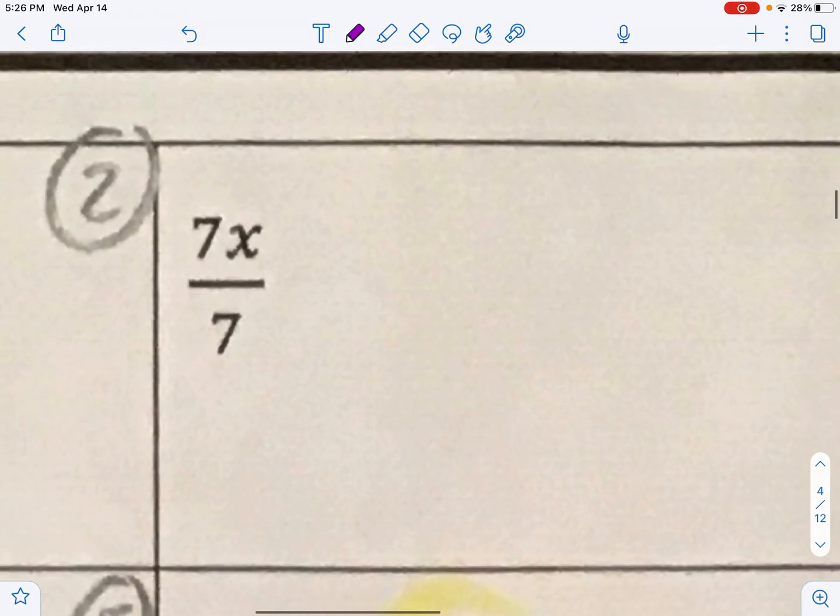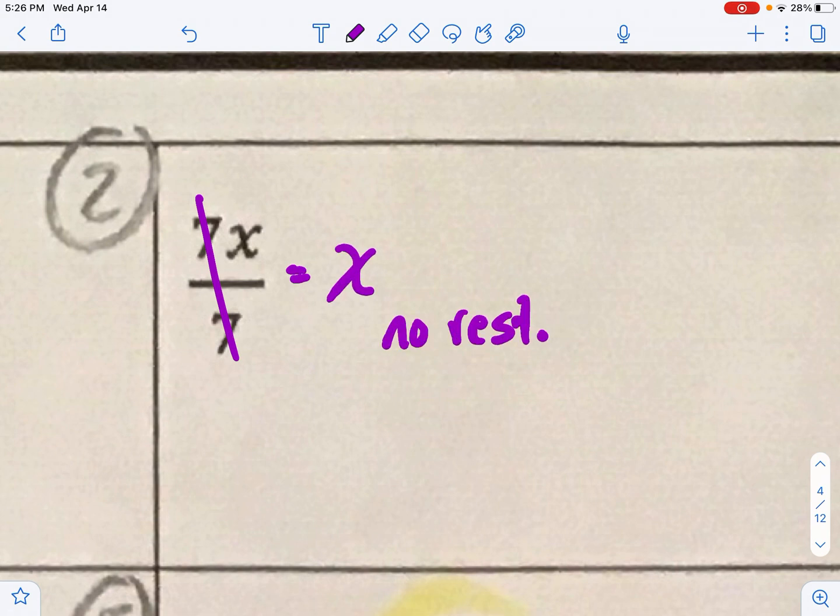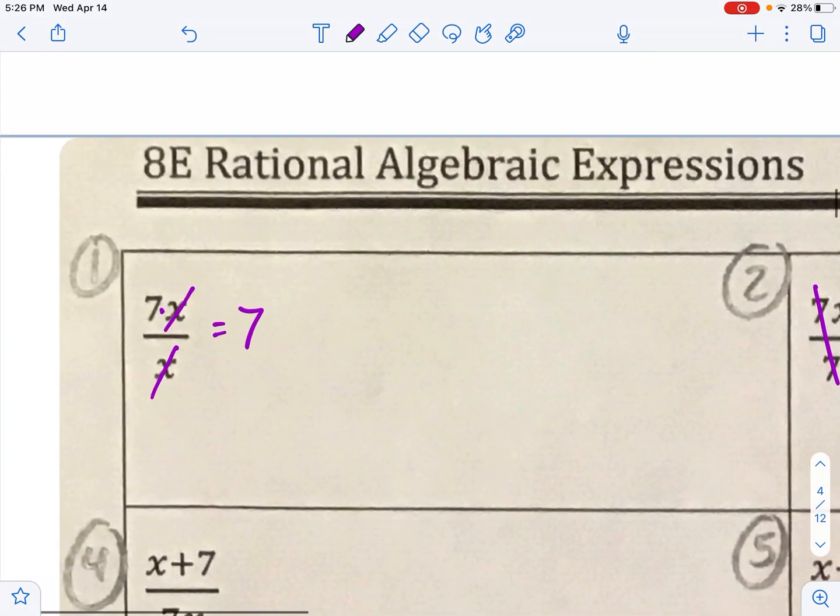Number 2, I again have a product, that's cool, that simplifies to x. There are no restrictions for this one. However, for number 1, I would want to specify that the simplification is 7 as long as x is not equal to 0. And somebody might say, I don't even see an x there. And you would say, well, look, in the original expression, I'm telling you it simplifies to 7, and in the original, the rule was just x is not going to be equal to 0.